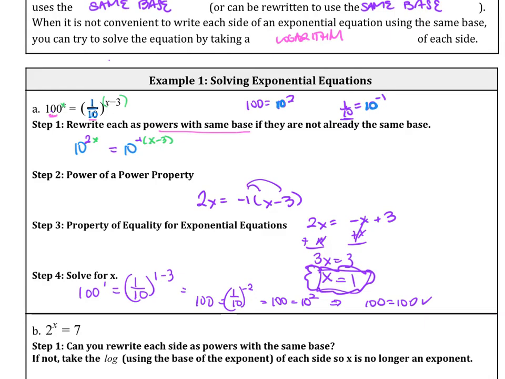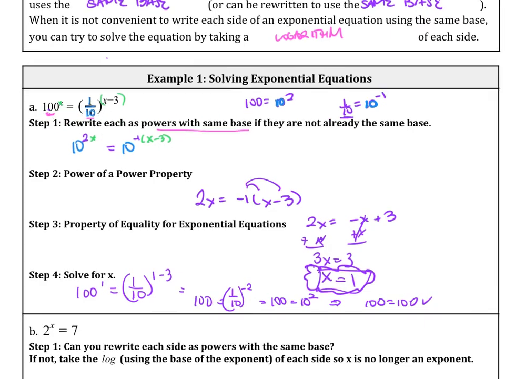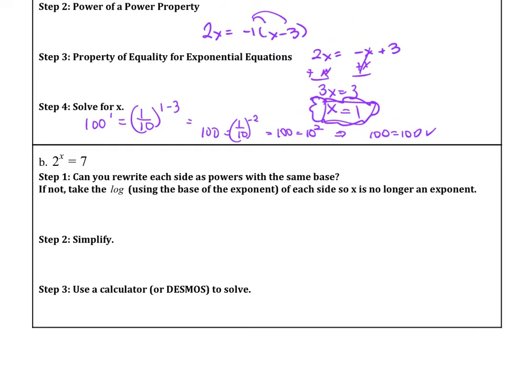So we're using, if you see a 10, then make it a base of 10. Okay, now let's try letter B. So we have 2 to the x equals 7. Currently, can we rewrite each side as powers with the same base? Looking at it, we have 2 to the x and 7. There's no way that 2 can become 7.